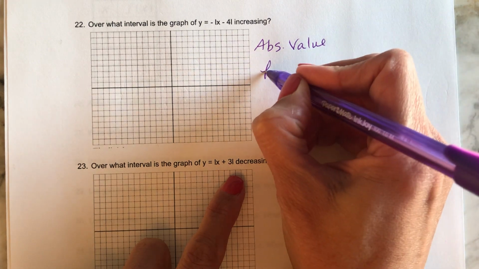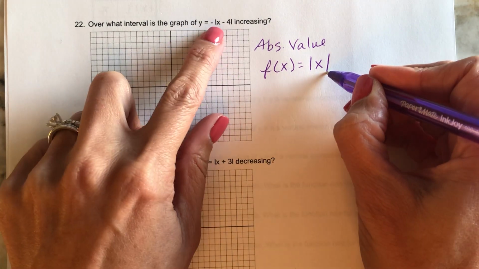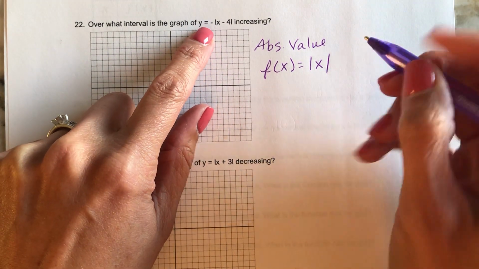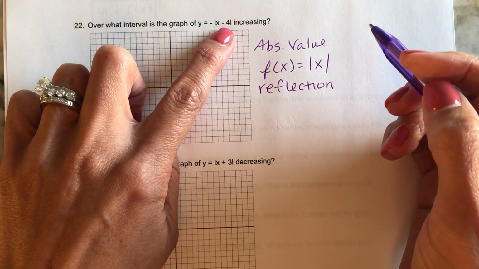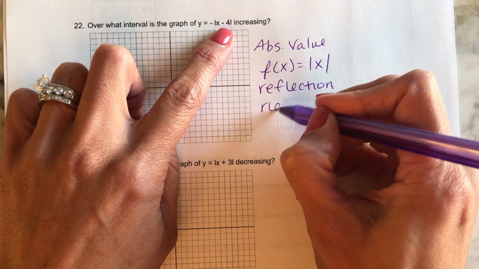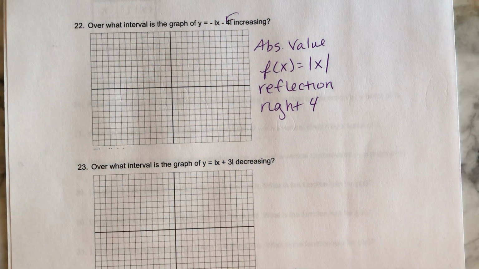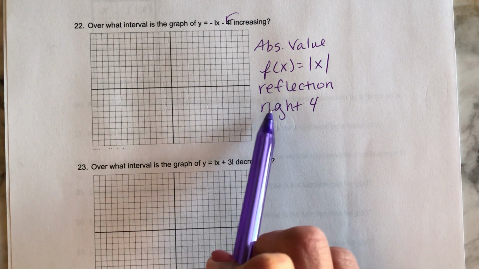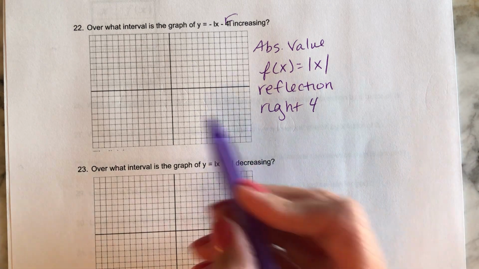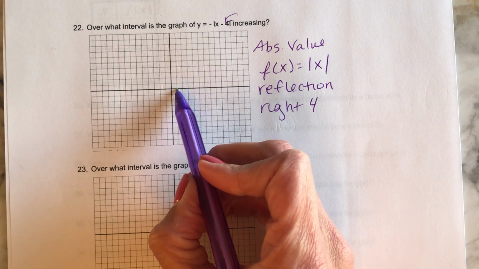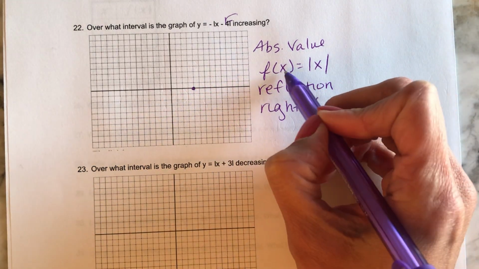So the parent function of absolute value is f of x equals the absolute value of x. And from the parent function, I see that it's a reflection because of this negative out in front. And I also see that it's going to move to the right 4. The number inside moves it either left or right, and because it's subtraction, that moves it to the right. So now I can graph. So I'm going to go over to the right 4. 1, 2, 3, 4. And I know it's going to open down because of the reflection.